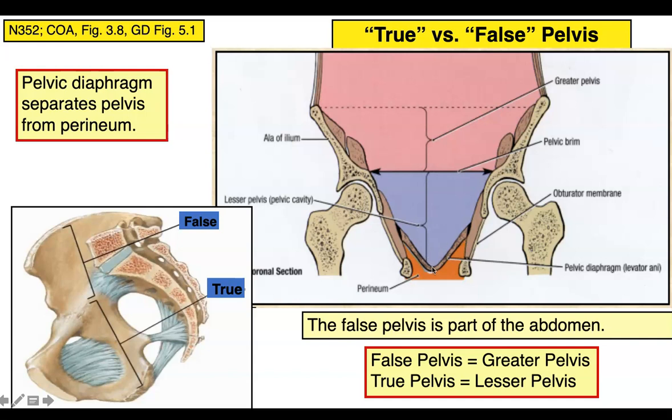Pelvic diaphragm separates the pelvic cavity from the perineum. Inside the pelvic diaphragm, this is called the pelvic cavity or true pelvis, and outside the pelvic diaphragm, this is called perineum.